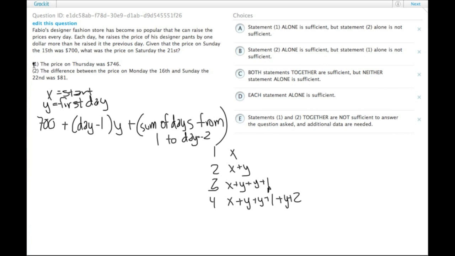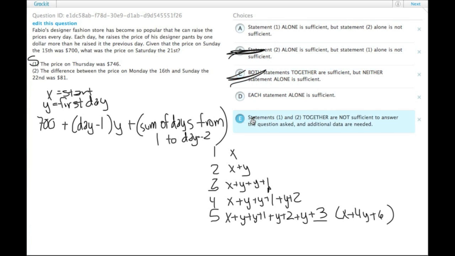Either way, statement one, if we know that the price on Thursday was $746, that gives us, let's see, Sunday, Monday, Tuesday, Wednesday, Thursday, it gives us day five, which would have been x plus y plus one plus y plus two plus y plus three, which is x plus 4y plus 6. So we just add up all these different numbers here. Anyway, we would just plug that in, figure out what y is, and then we could figure out what it is on that last day by plugging it into the formula for the seventh day. So statement one is sufficient, and we can cross off B, C, and E.